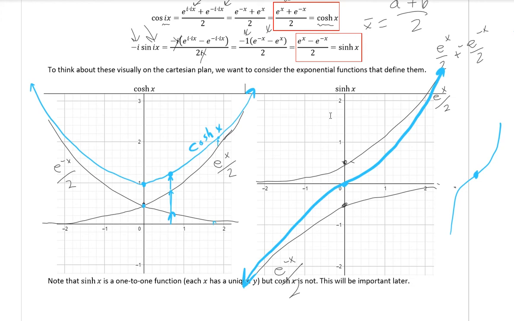Now, note that because sinh passes both the vertical line test and the horizontal line test everywhere, that means it is what we call a one-to-one function, which means that for each x value, you get a unique y. You're not going to get that repeated y value for any other x. Cosh, unfortunately, is not one-to-one because it does fail the horizontal line test. I can come up with some x value that will have a y value that I can get using a different x value. So, say I could use 1.4, I could also use negative 1.4 and get the same y value. So that means it is not one-to-one. This is something we're going to touch upon later, but just keep in mind that sinh is a one-to-one function, but cosh is not.